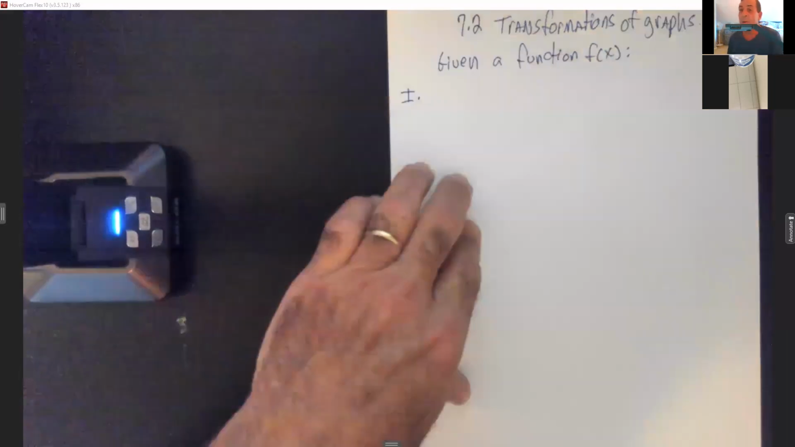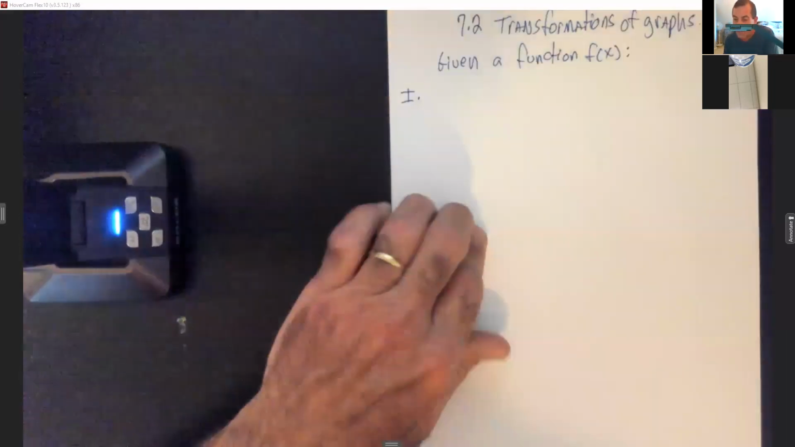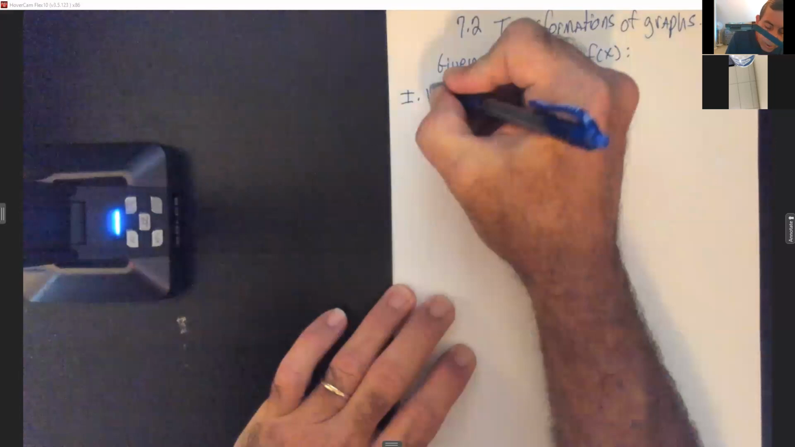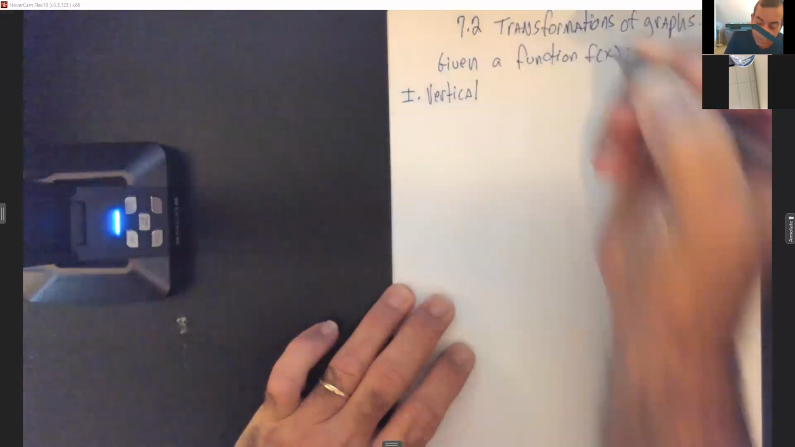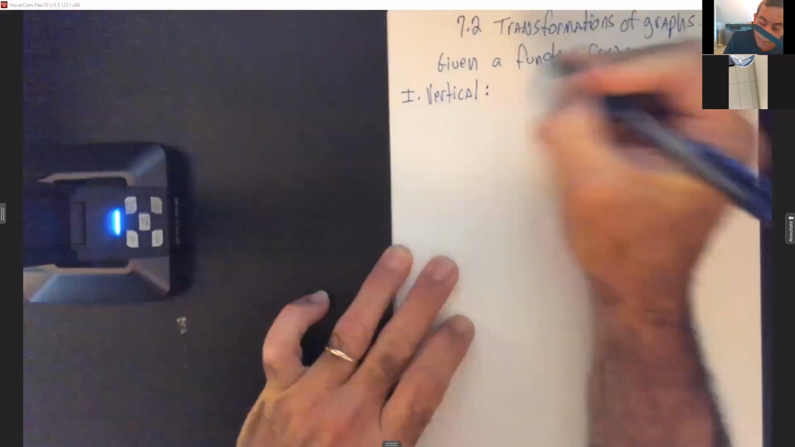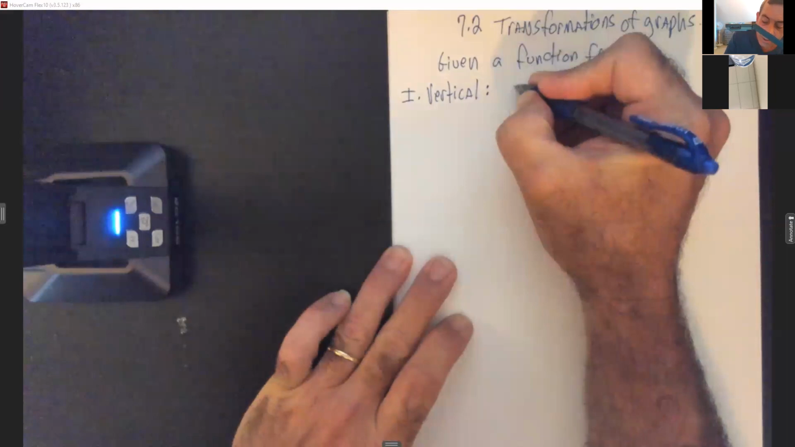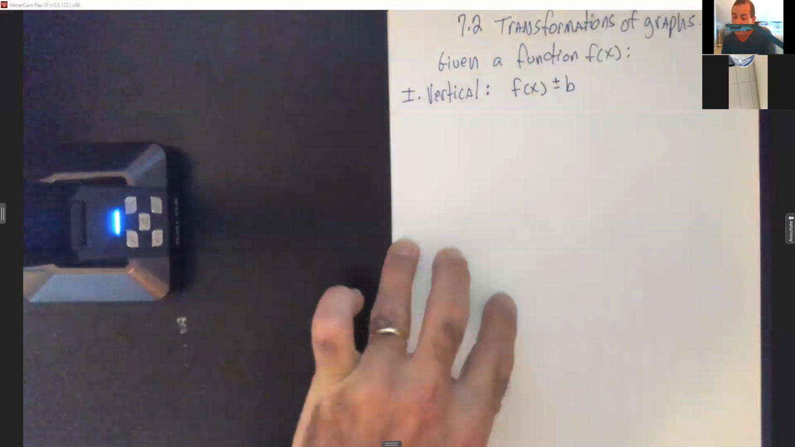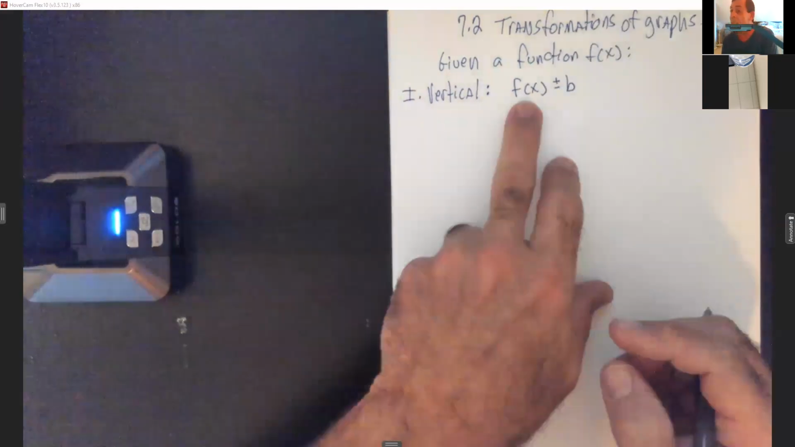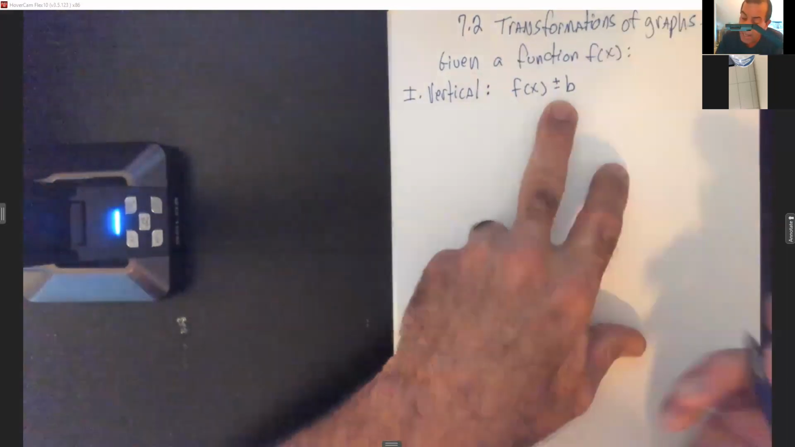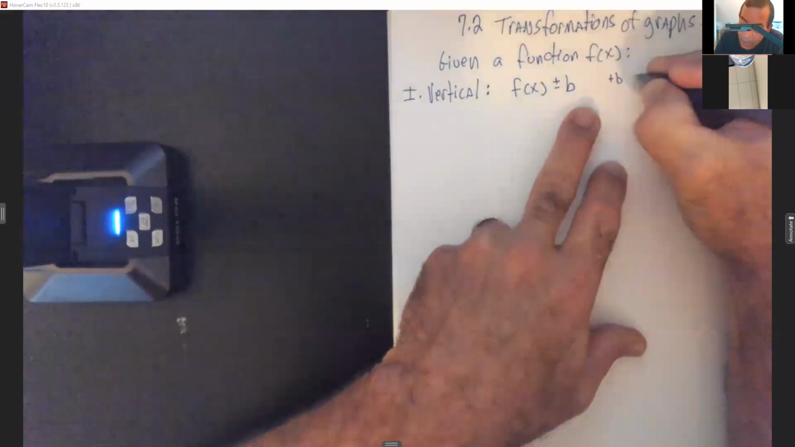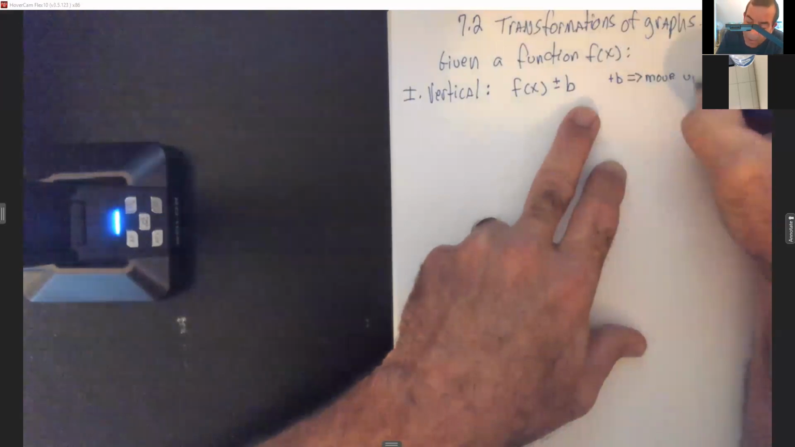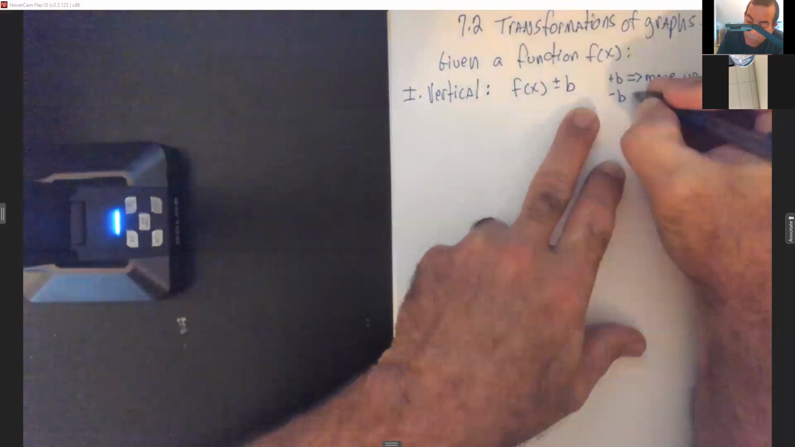The first thing I can do is a vertical transformation. I can move a graph up or down. So a vertical transformation would be f of x plus or minus b. That means I take my function and I add a number to the end, or I subtract a number from the end. Now, if the b is positive, it's going to move up. And if that b is negative, it's going to move down.